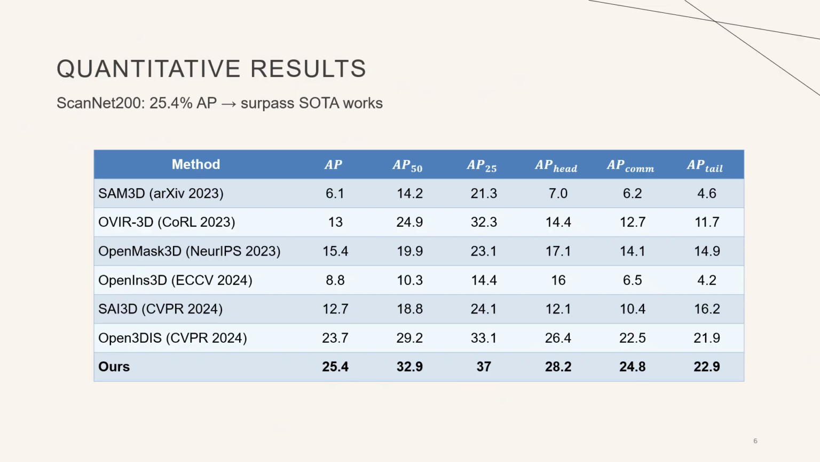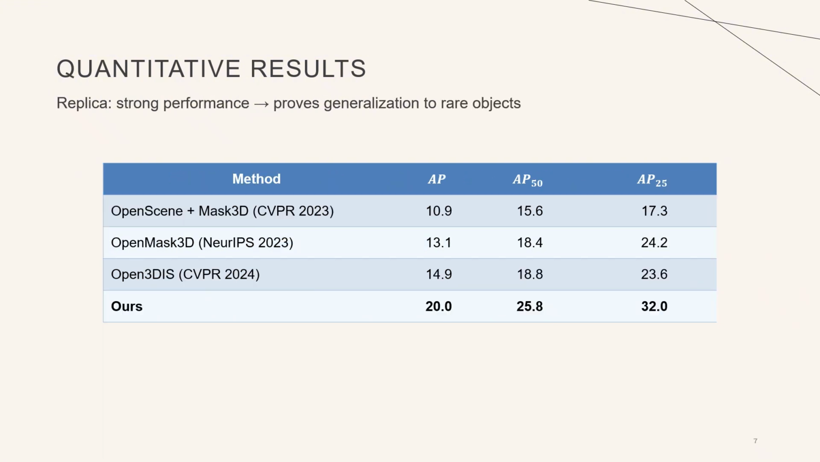Now, let's talk about results. On the ScanNet200 dataset, our method achieved 25.4% average precision, beating existing approaches like Open3DS and OpenMask 3D. On the Replica dataset, we also showed strong performance, proving the model can generalize to unseen objects.